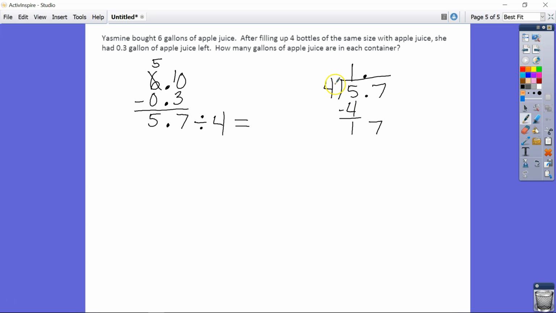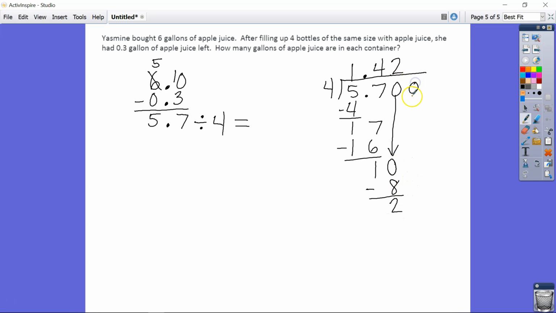All right, so now we have how many times does 4 go into 17? I know 4 times 4, so it's 4, 8, 12, 16. 4 times 4 would be 16, and I would have 1/10 remaining. So now I'm going to take it out to the hundredths place, change my 1/10 of a gallon into 10 hundredths of a gallon. So I know 4 goes into 10 twice. 2 times 4 is 8. I'm going to do my subtraction. I get 2 hundredths of a gallon remaining.